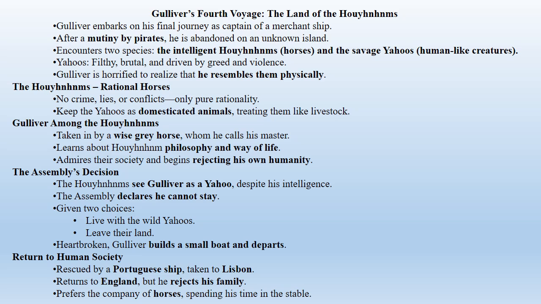Over time, Gulliver becomes close to the Houyhnhnms and engages in long discussions with his master, a wise grey horse. They talk about human society, the bad behavior of Yahoos, and the perfect order of Houyhnhnm life. Gulliver admires the Houyhnhnms so much that he wishes to stay with them forever.